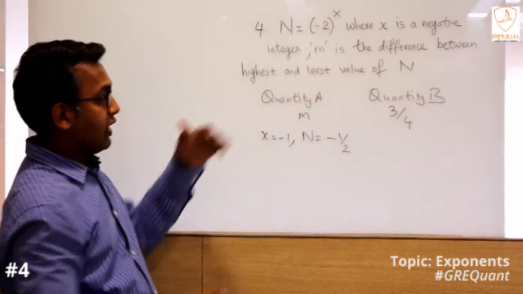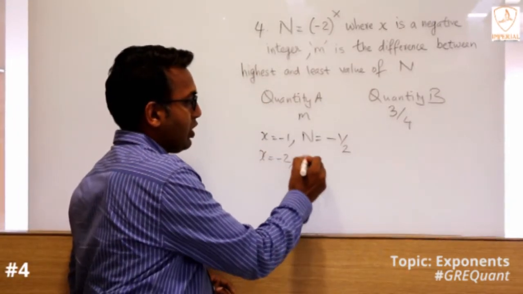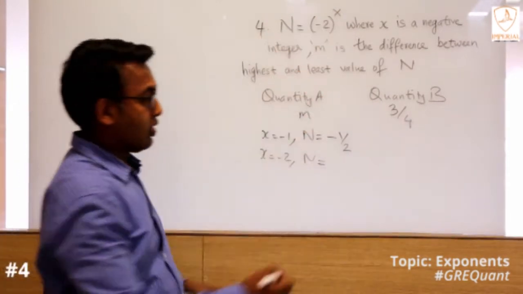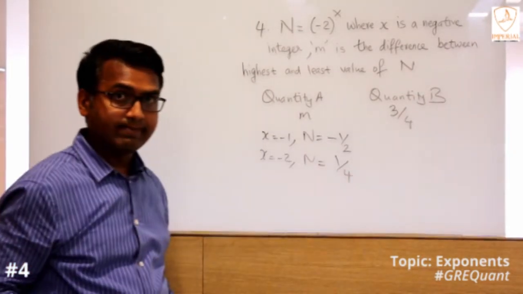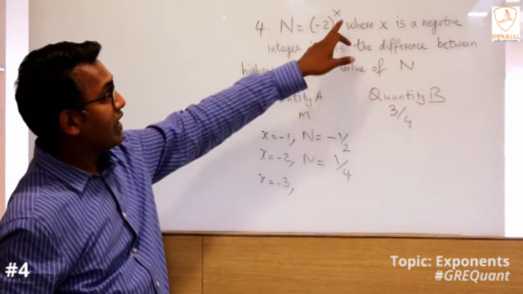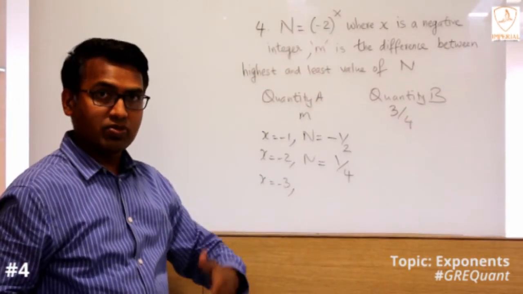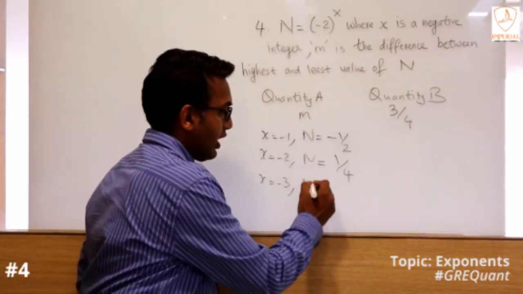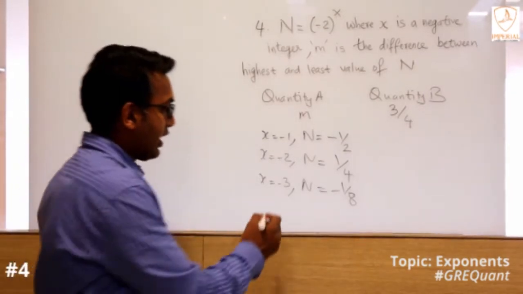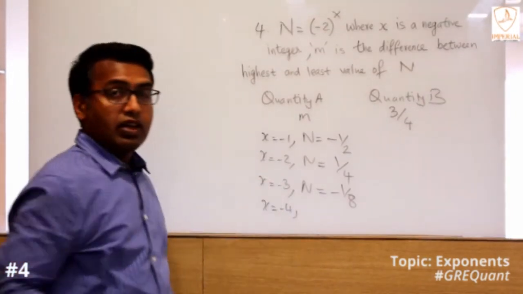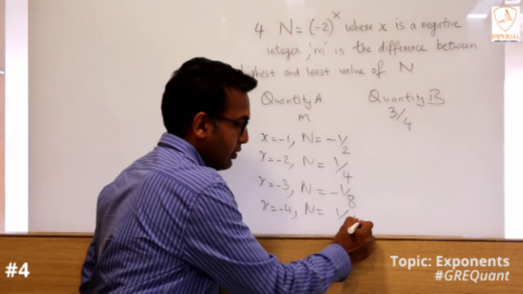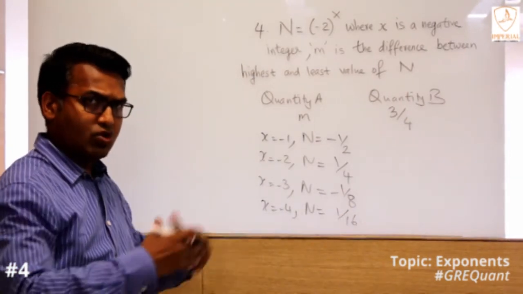Okay, let's move ahead. Let's say x equal to minus 2, and if I put x equal to minus 2, you will get minus 2 power minus 2. Take the reciprocal, so you will get 1 upon 4. Correct? Let's move to x equal to minus 3. So if I put minus 3 over there, again the rule of exponents, it gets reversed. So you will get n equal to minus 1 by 8. Okay, let's move ahead. X equal to minus 4. You will get 1 upon 16. Okay, now and so on, you can go ahead.